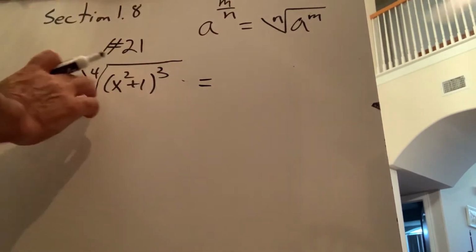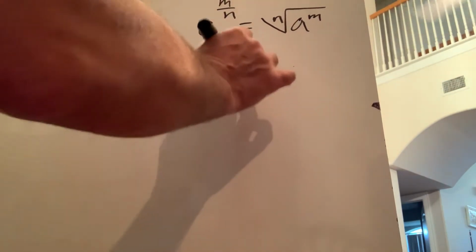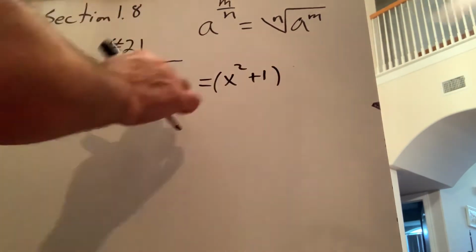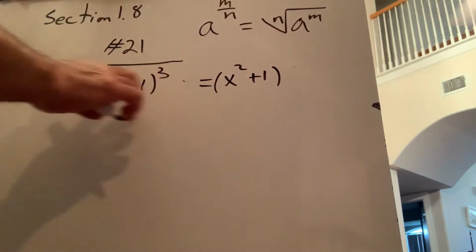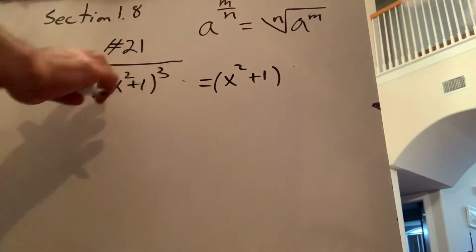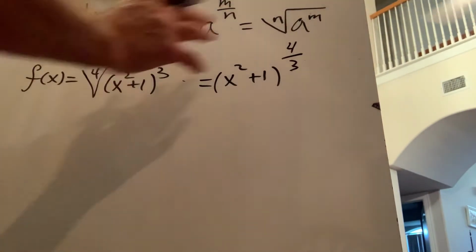So that's the rule we're going to use to rewrite this expression as x squared plus 1. That's your base. You have the 3rd power, so that will be your m, and your n would be 4. So if you rewrite this radical by this rule as an exponent, it becomes 3/4... okay, so that's it. So there's your function.